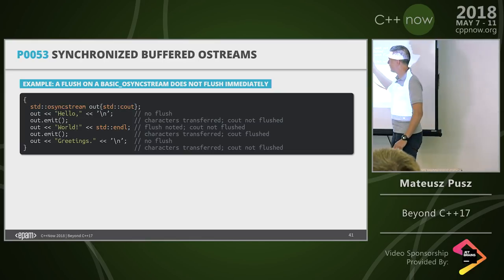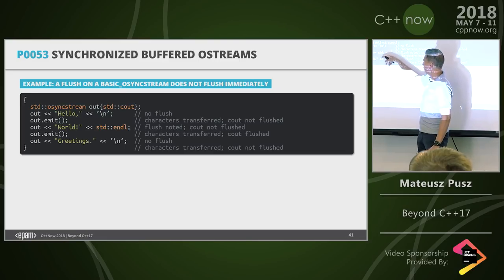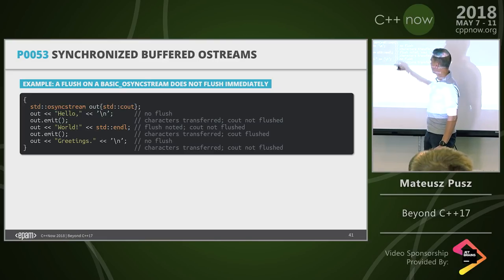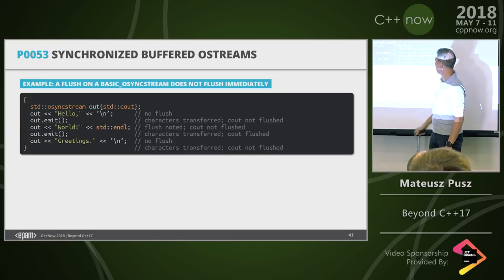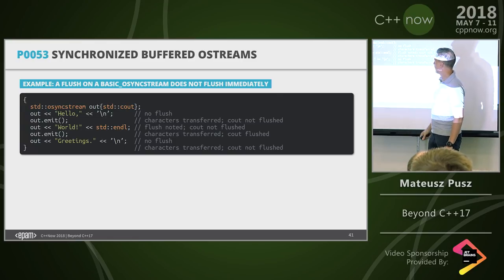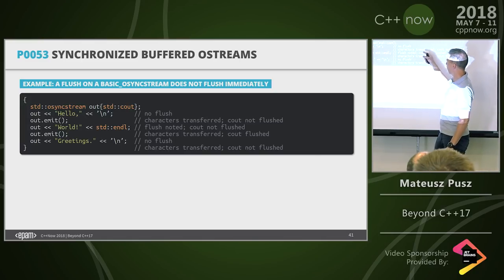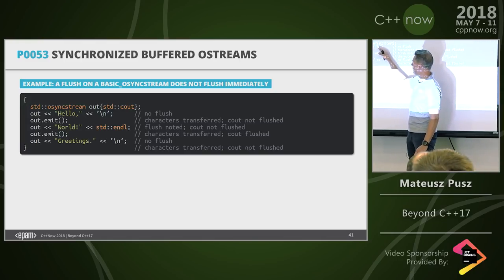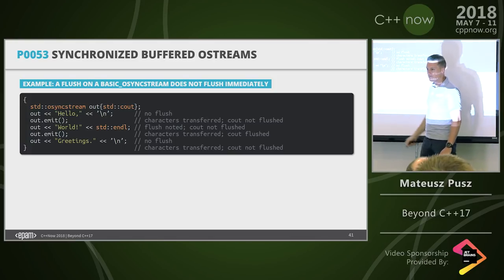Let's assume that we have an osyncstream on cout, and we pass hello here without endl at the end. There is no flush on the stream, and nothing is put to the cout here, because the destructor of osyncstream was not run, but you can force it with emit. This means that this hello and new line will be put to the cout, but it will not be flushed on the console because there was no flush here.